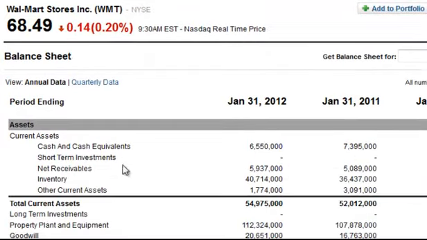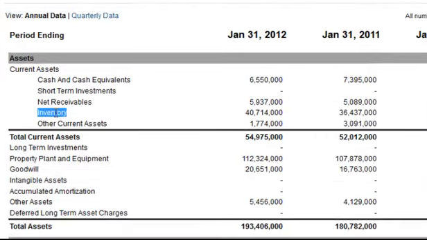Alright, scroll on down. Okay, we have inventory right here, and you can see it's $40.7 billion. And what we're doing here is comparing it to the previous period. In this particular case, we're looking at $36.4 billion, and in the current 12 months we've increased it to $40.7 billion.